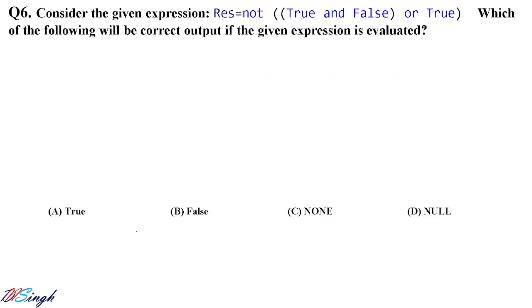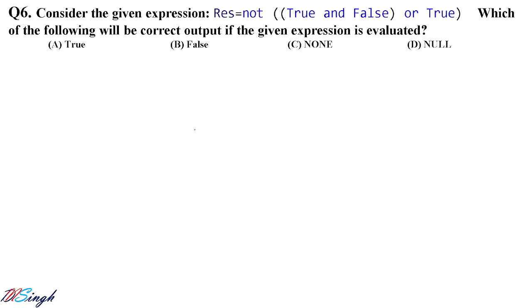Let us go to the next question, which says consider the following given expression: not and true and false or true. So there are logical operators. You need to understand the priority of these logical operators. So first of all, not will be executed, then and will be executed, after that or will be executed. But here you have what? Brackets. So brackets have the highest priority in the priority scale.